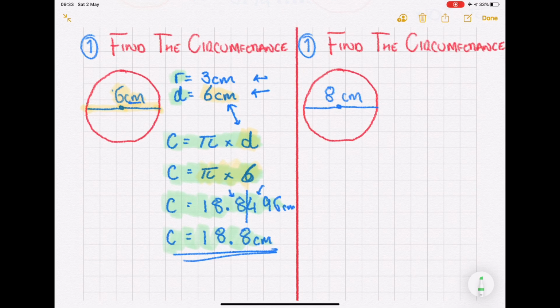So pause the video here, have a go at this left-hand example, and then copy out the working for that left-hand example, then have a go at this right-hand example by yourself and play the video once you're done.